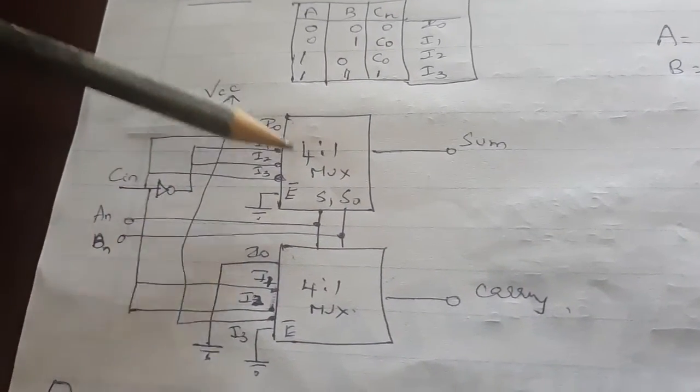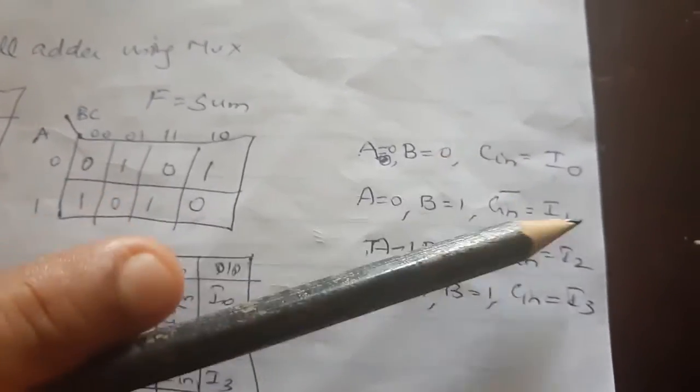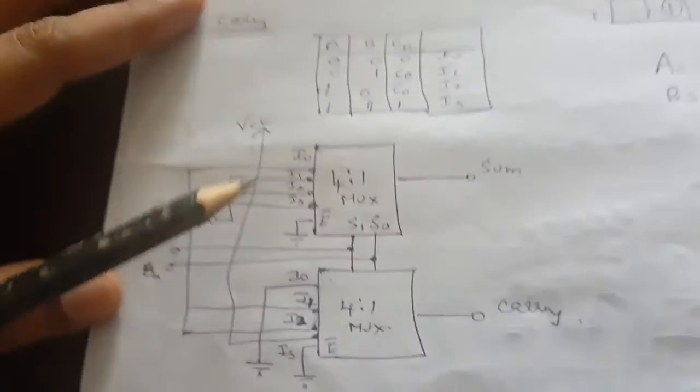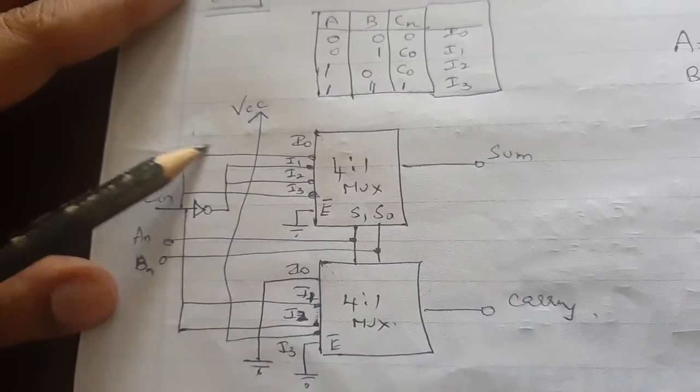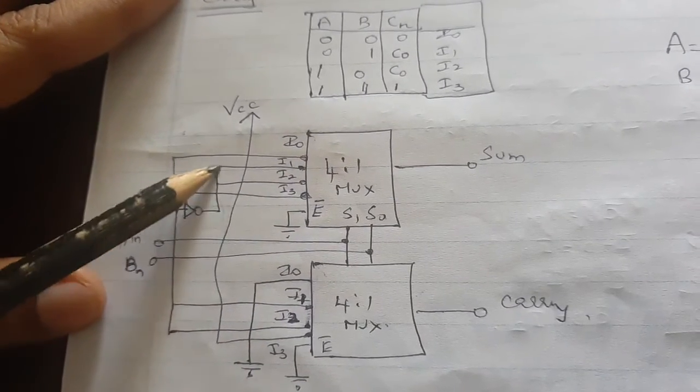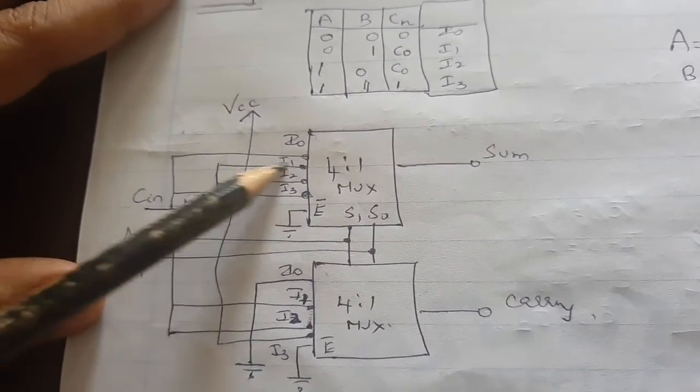I have attached, for sum, the previous one, whatever equation we have done. See here, I naught is C in, I1 is C bar, I2 is C bar, I3 is C in. Therefore, I naught and I3 are C in, and I1 and I2 are C bar. So I put a NOT gate and taken it over here.